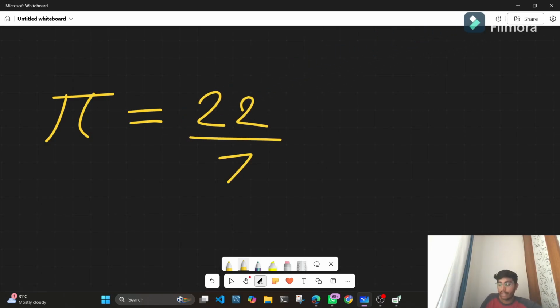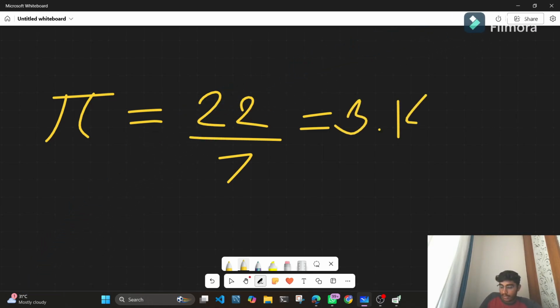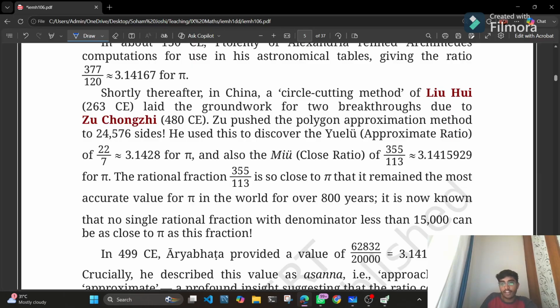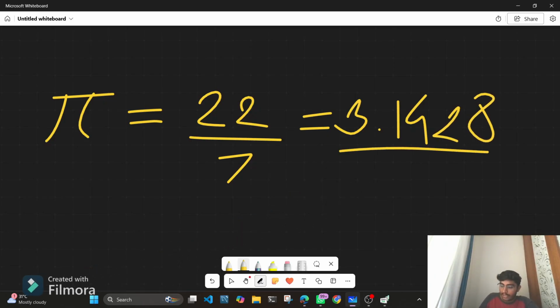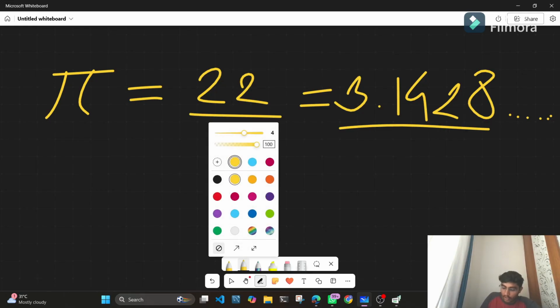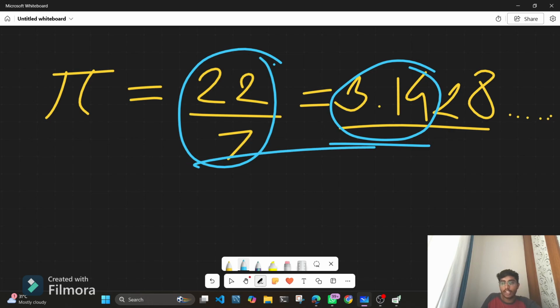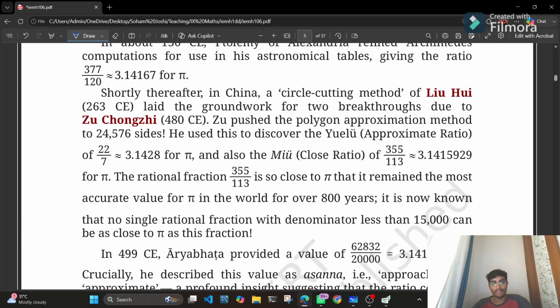If you divide 22 by 7, you will never get an exact answer. You get neither a recurring nor a terminating number. It is a continuous number, 3.14, 3.1428. This goes up till infinity. It has many digits, but mostly we need to use 22 by 7 or 3.14, as per the question. Any one of them can be used. So just remember that pi is equal to 3.14 or 22 by 7.